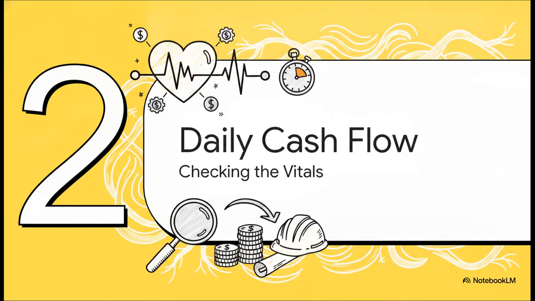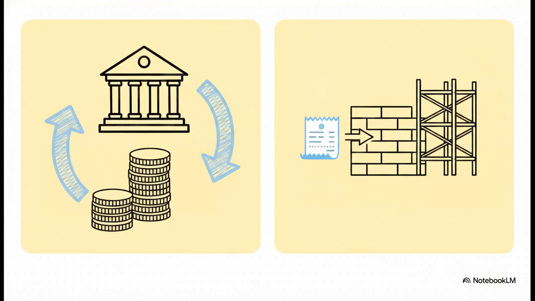Moving on to Part 2, monitoring daily cash flow, checking the vitals. Look, you wouldn't wait until the end of the year to check if a patient has a pulse, right? Well, you shouldn't wait until the end of a project to check your finances. Daily monitoring is the standard here. Now, we've got to clearly separate cash flow, which is the overall money moving in and out of the business, from creditor payments, which are the specific bills we owe to our suppliers.